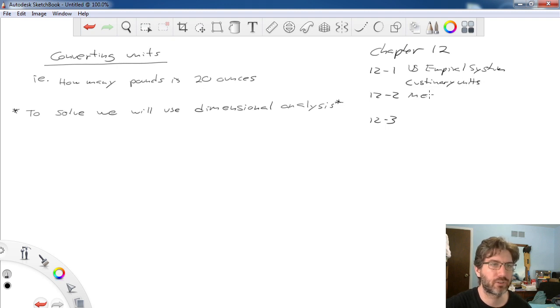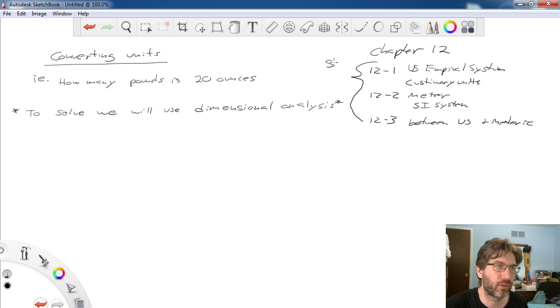12-2 is your metric system or your SI system, and it's about converting within there. We actually did that at the beginning of the year with a strange looking staircase, if you recall. And section 3 is about converting between US and metric, which all of these are the same thing.